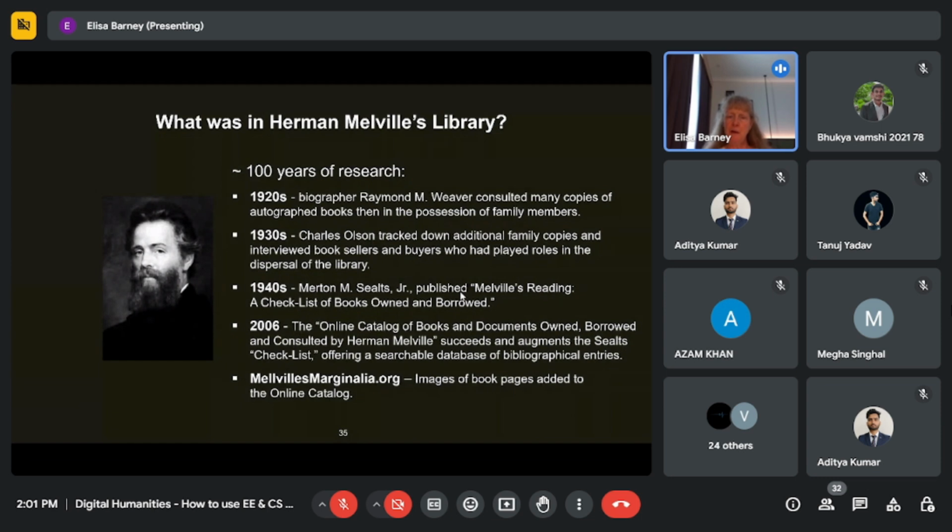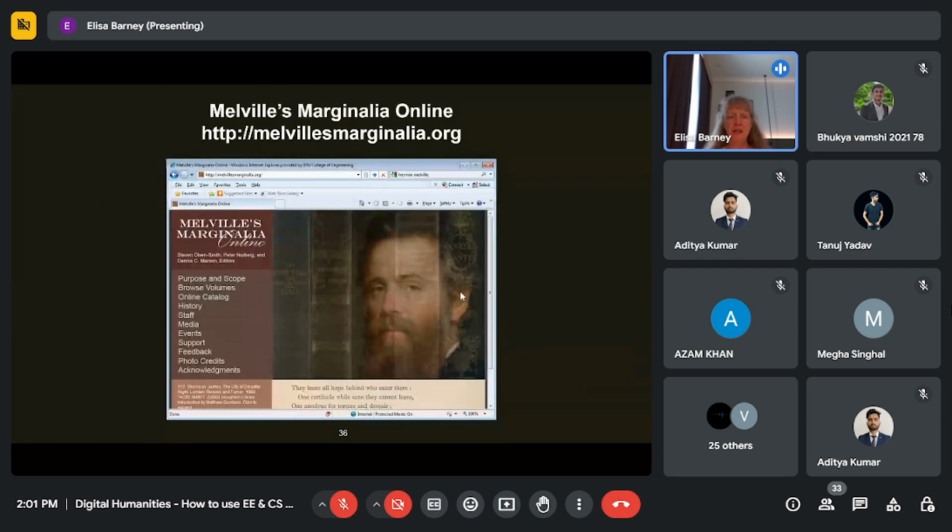Then came this website, melvillesmarginalia.org, that my collaborator, Stephen Olson Smith, developed. He added to the list images of the pages of the books that we know that he once read. So we got all those pictures with all the scribbles in them. Now people around the world can consult them and do their own analysis. But those are still static pictures. They still don't really contain a lot of information. How can we go about doing further study?